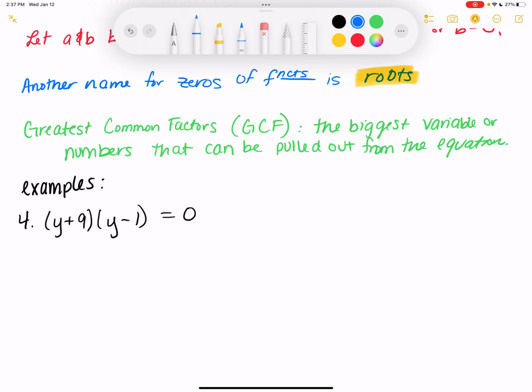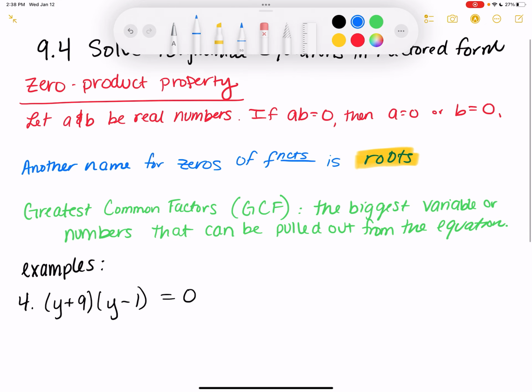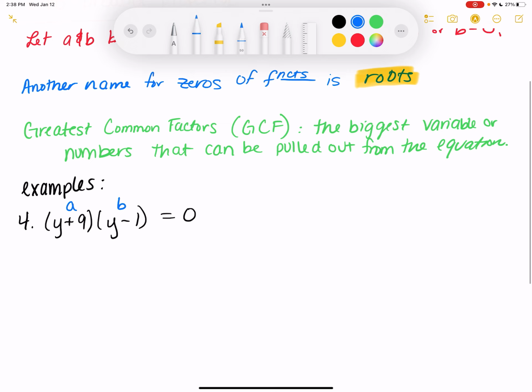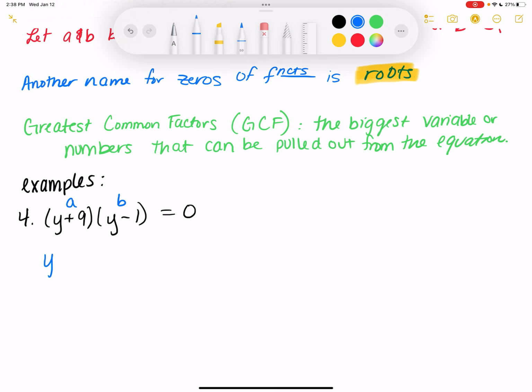So the zero product property says that if A times B is equal to 0, so we can imagine this is A and this is B, then either A is equal to 0 or B is equal to 0, or it's possible that they both are depending on the situation. So we're going to set this up as y plus 9 is equal to 0 or y minus 1 is equal to 0.